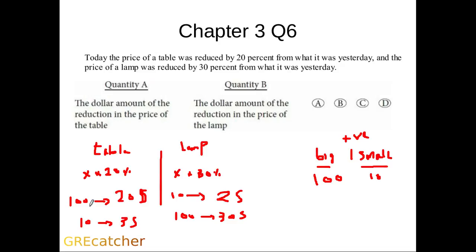I don't know if the table is 100 or 10. I don't know the lamp. I don't know the exact value, which is cheaper and which is more expensive. So the relation cannot be determined. You can't say that quantity A is bigger or quantity B is bigger, because you don't have a specific statement that one of the items is more expensive than the other. So in this question, the relation cannot be determined from the given information, so you will choose the choice of D. The relation cannot be determined.